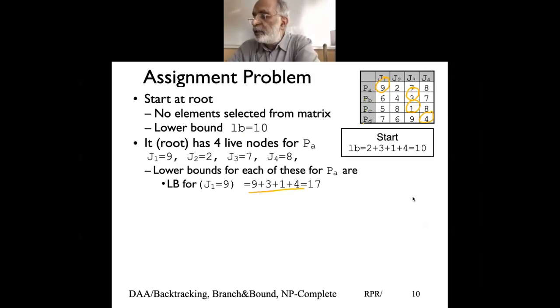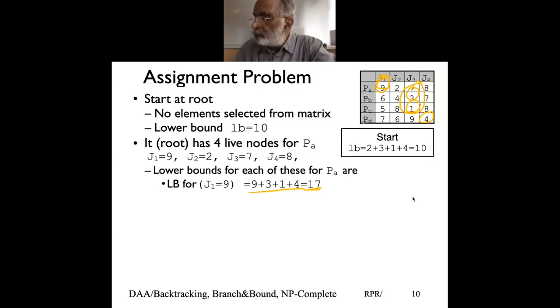Now we are still saying this is not feasible because this job is being assigned to two people, it's not possible. But we are looking at the lowest bound we can get, and we cannot do better than that. So we are calculating the lower bound. So if person 1 does job 1, my lower bound would be 17.